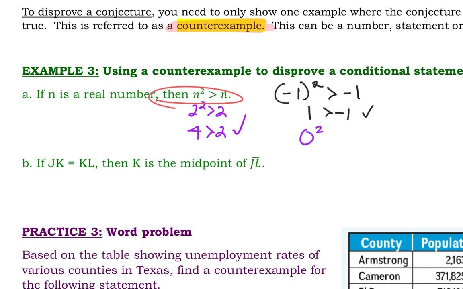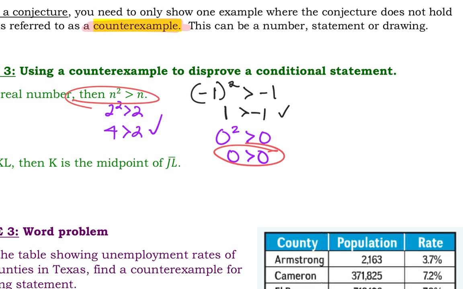0. So 0 squared is greater than 0. Will that work? What is 0 squared? 0. Is 0 greater than itself? No. Okay, what else? A positive 1. We wanted it to be false.